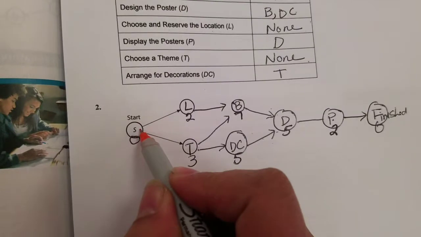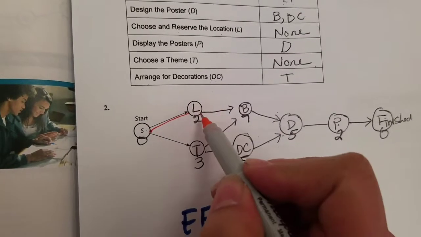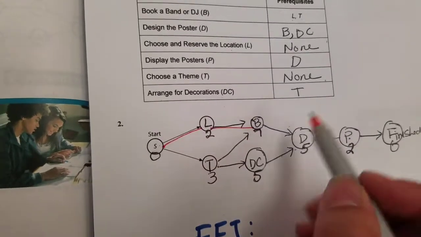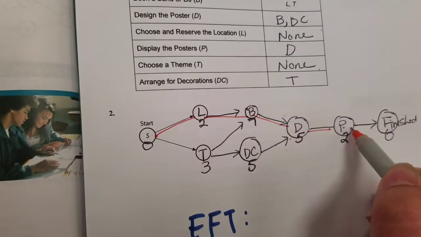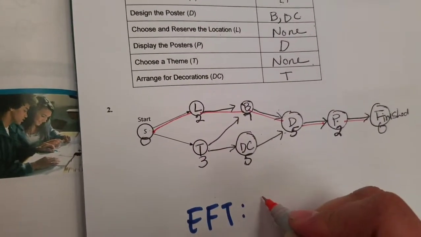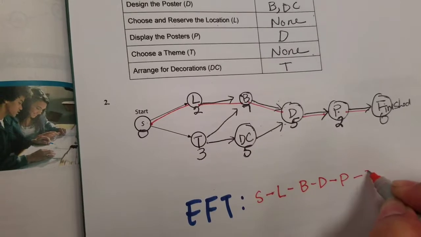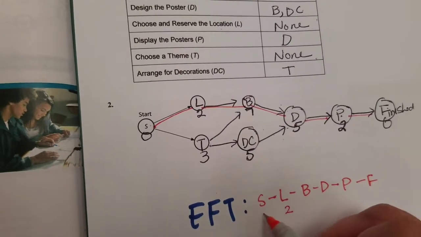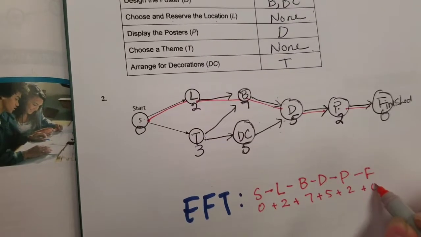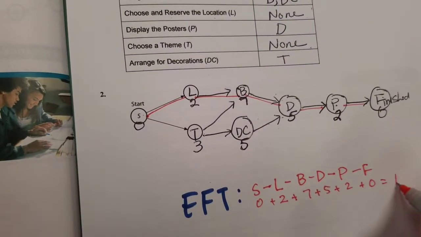So as you can see from here, most students would choose to go from start to choosing a location, because that only takes 2 days. And so this is one possible path. So I'm just going to go ahead and draw with all the arrows. Oops, I forgot an arrow here. So you can see that if I start, you can go to L, B, D, P, F. That would be 2 plus 7 plus 5 plus 2 plus 0, which ends up being, that's 9, 14, 16. So 16 days.